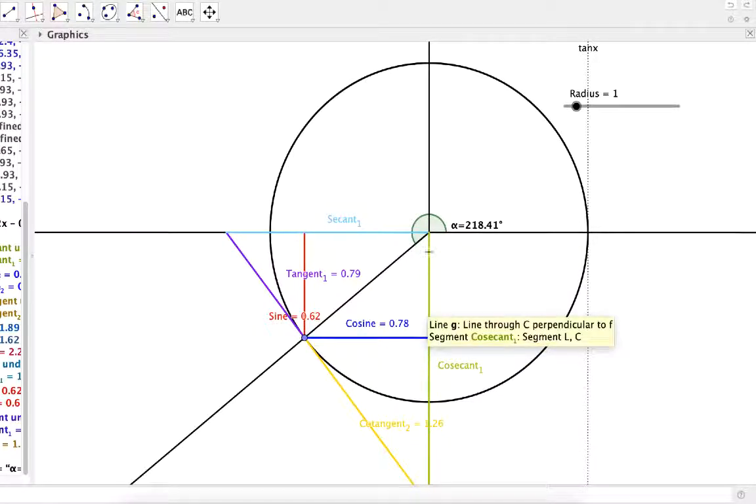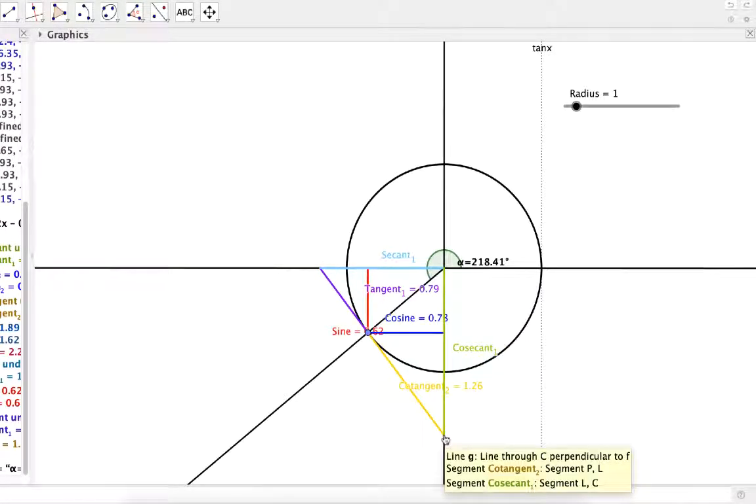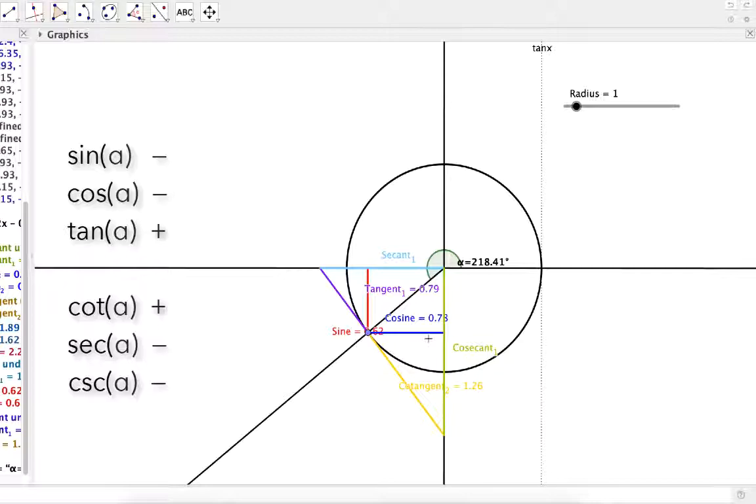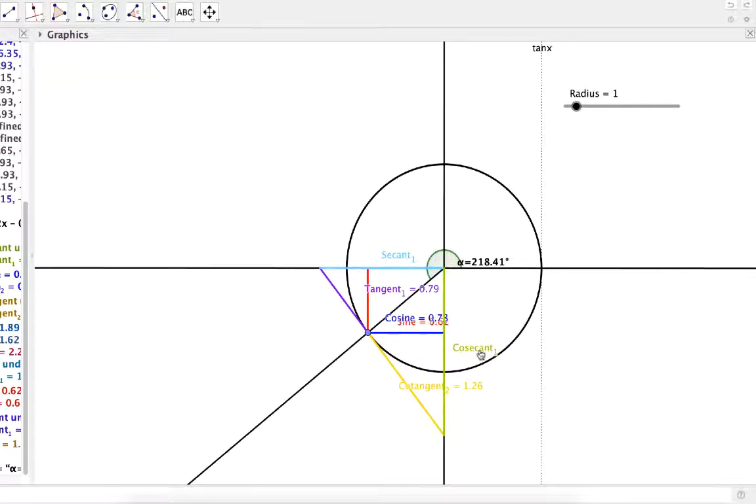Cosecant here has a negative y direction from the origin to the point where cotangent of our new construction meets the y-axis. And for secant, it's in the negative x direction. So we know that sine is negative, cosine is negative, tangent is positive, cotangent is positive, secant and cosecant are both negative. And let's go hit the fourth quadrant.